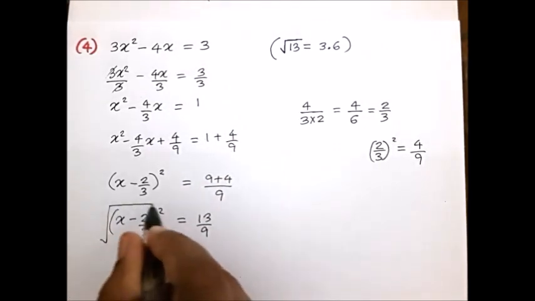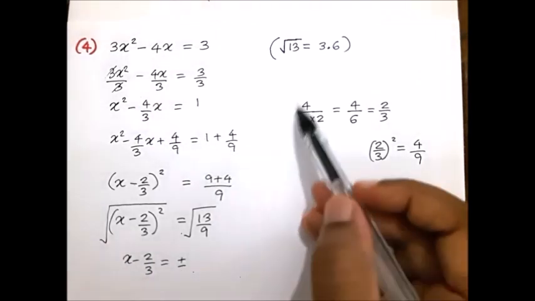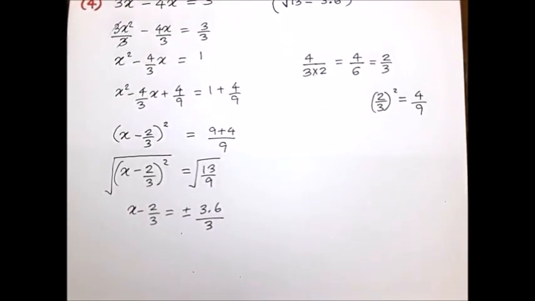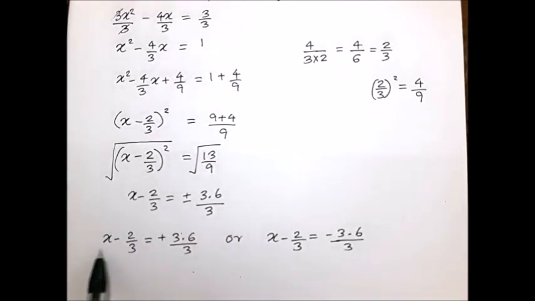Now take the square root of both sides. Square and square root cancel. Left side x minus 2 over 3. On the right side, square root 13 given in the beginning is 3.6. What is the square root of 9? It is a square number, so you can take it as 3. Now I am going to separate this answer into two parts. It is x minus 2 over 3 equal plus 3.6 divided by 3 or minus 3.6 divided by 3.